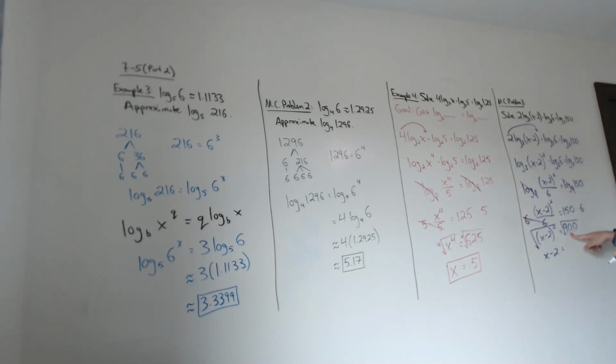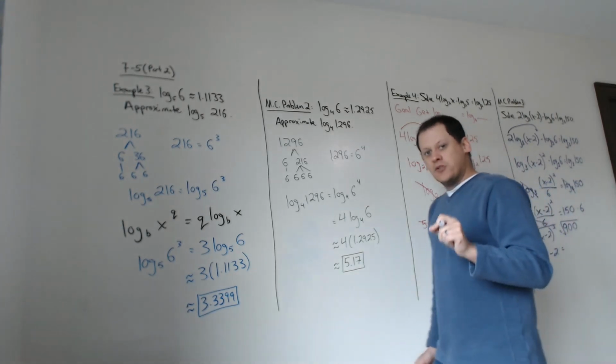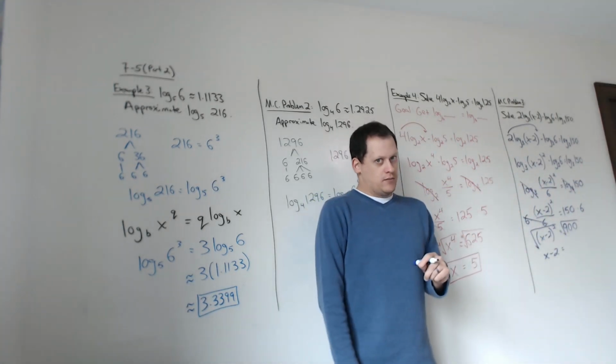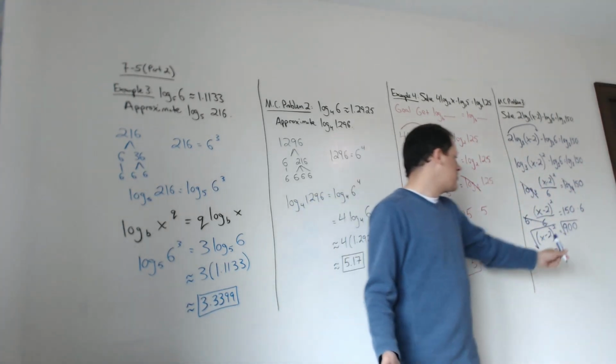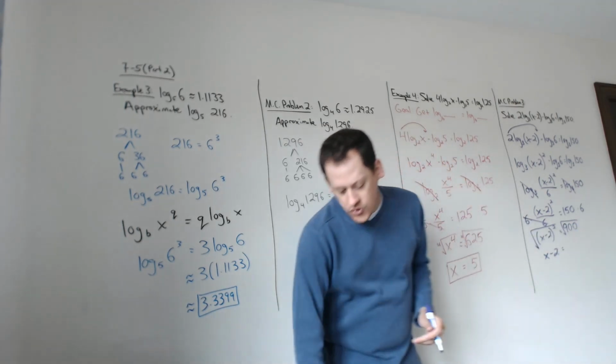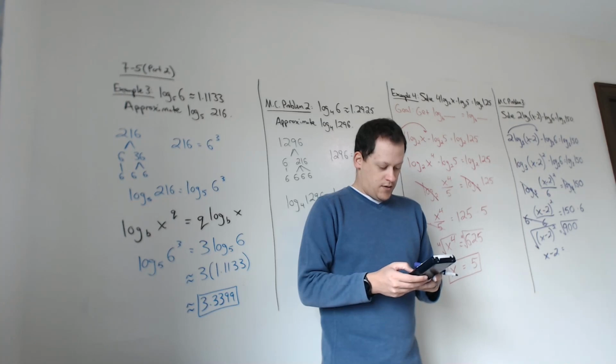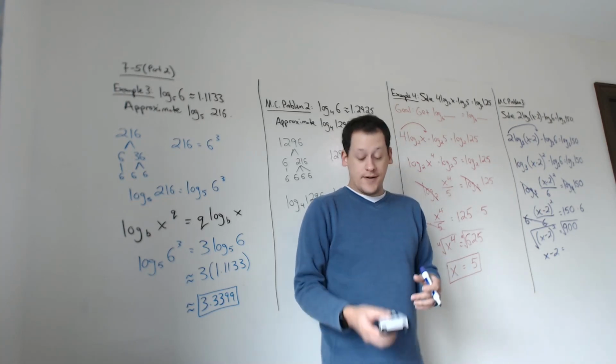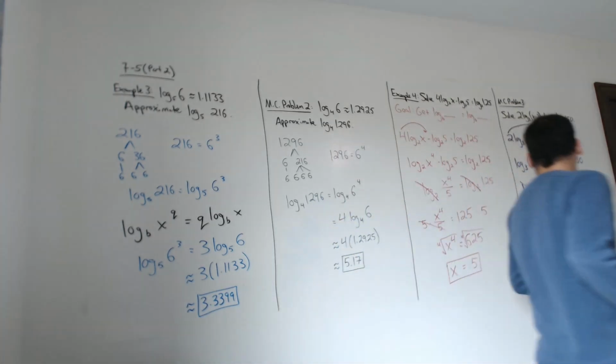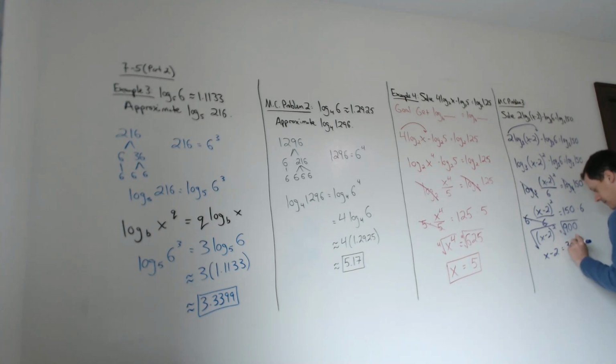And you need the square root of 900. That one you should be able to do on your calculator. Even your phone's calculator. Just type in the square root of 900. You should be able to get that. So square root of 900 is 30. So x minus 2 equals 30.